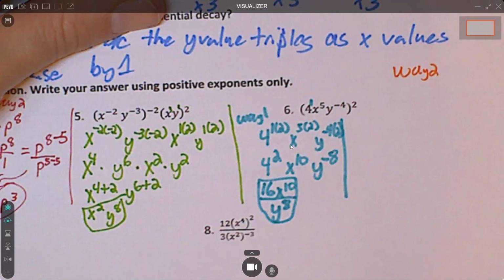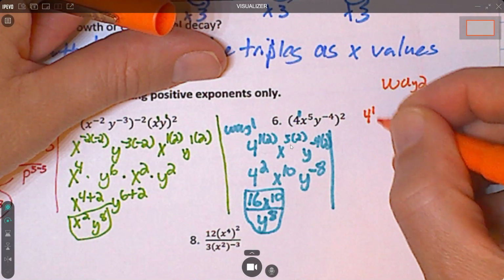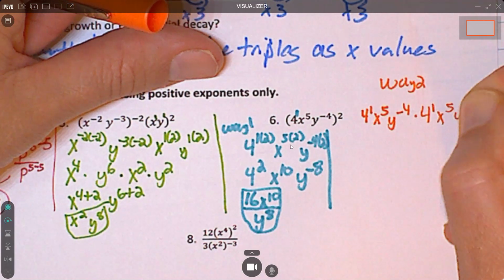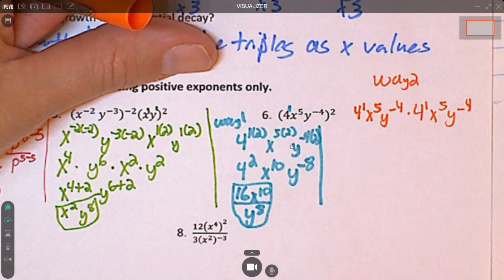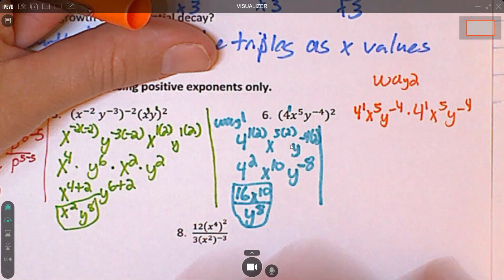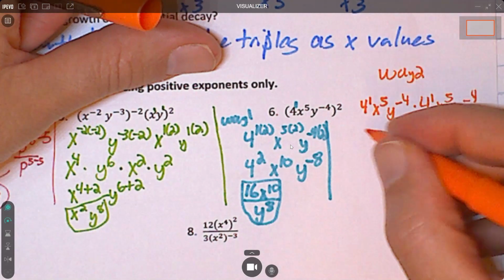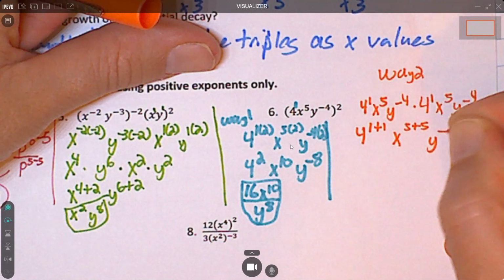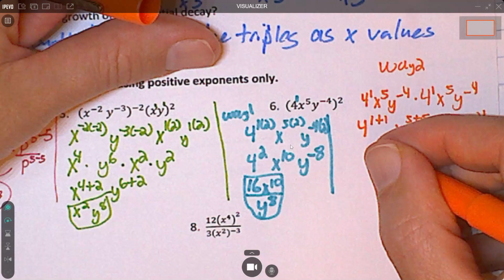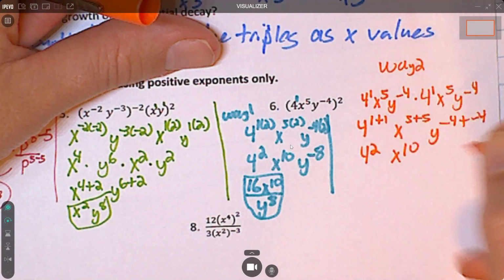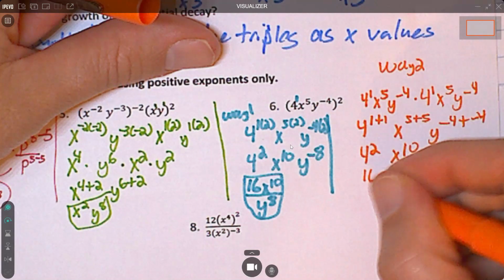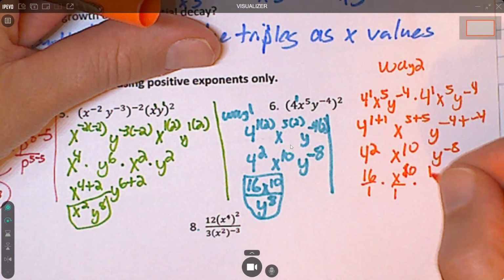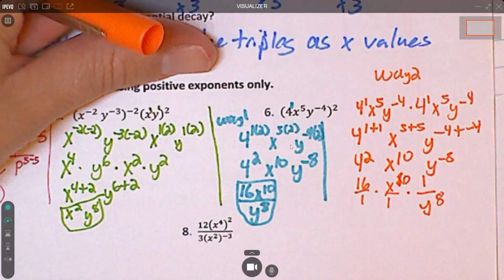Way 2, you could do, see, that's a different way you could do it, is we're doing that base by itself twice. So it'd be 4 squared, x to the 10th, y to the negative 8. One over y to the 8. That's another way you could do it.